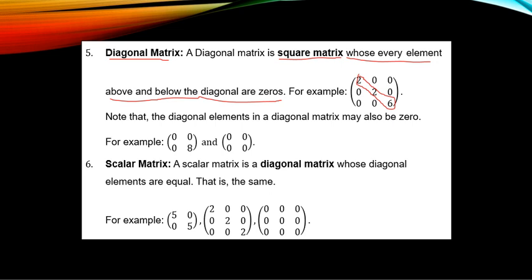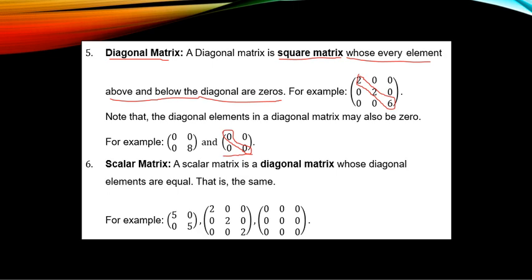Alright? Note that a diagonal element in the diagonal matrix may also be 0. In other words, this matrix here can serve as two types of matrices, that is a null or zero matrix and a diagonal matrix, because the elements below and above the main diagonal are also zero.